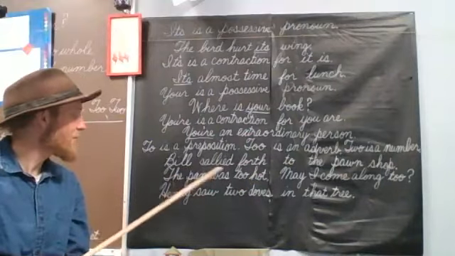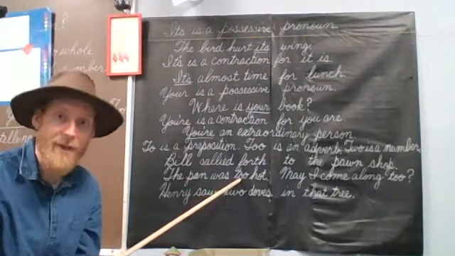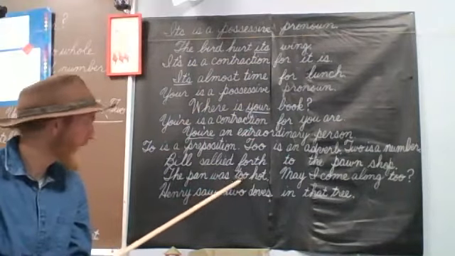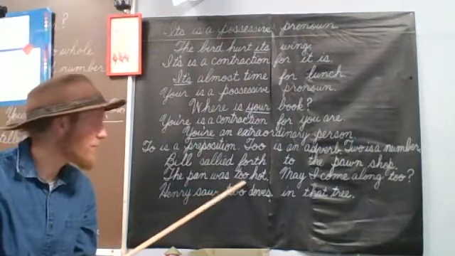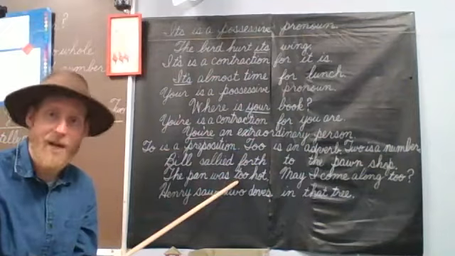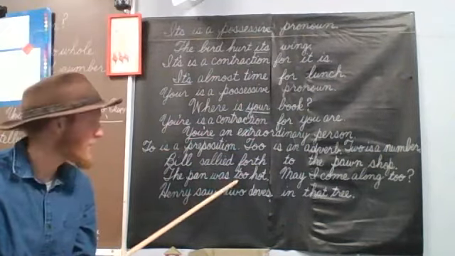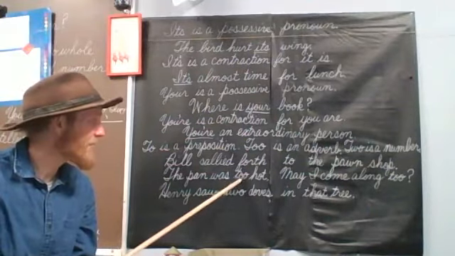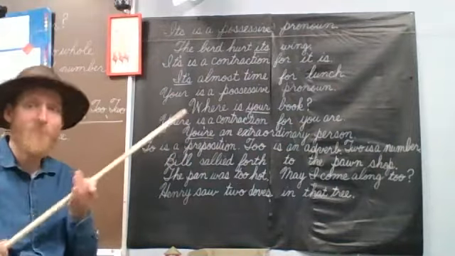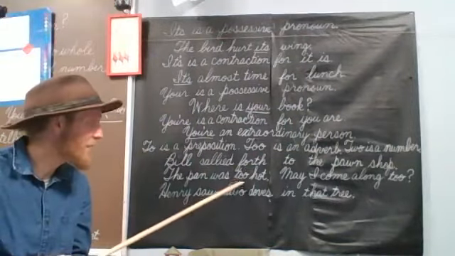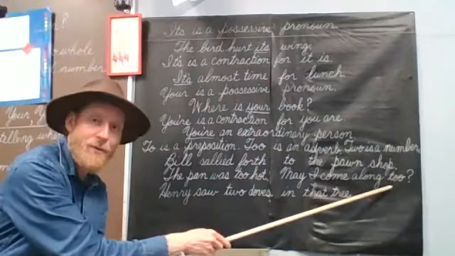The next too, T-O-O, means in excess. It's too much. It's too hot. The pan was too hot. Too cold. Too much, right? Too extreme. T-O-O. There's two O's there, so there's a lot of it, right? There's a lot of heat, it's too hot. Or, may I come along too?